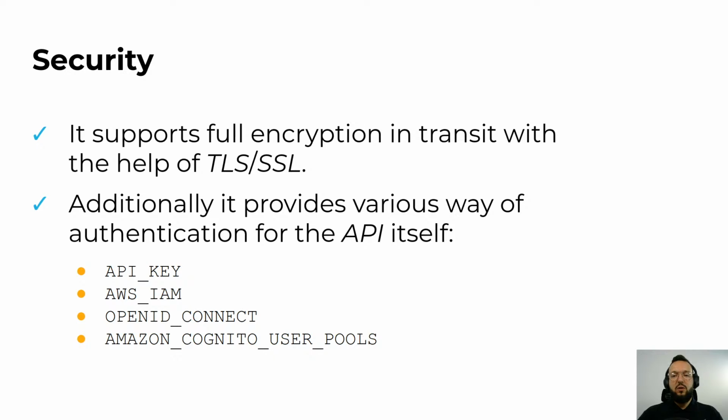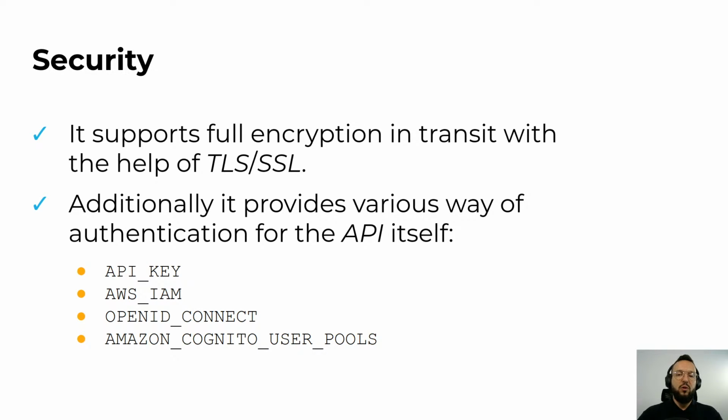Speaking about security, AWS AppSync supports full encryption in transit with the help of TLS and SSL. I didn't find any information about whether the caching layer can be encrypted by AWS KMS, so I assume that it's currently unsupported, which is a bummer, but probably will be fixed.